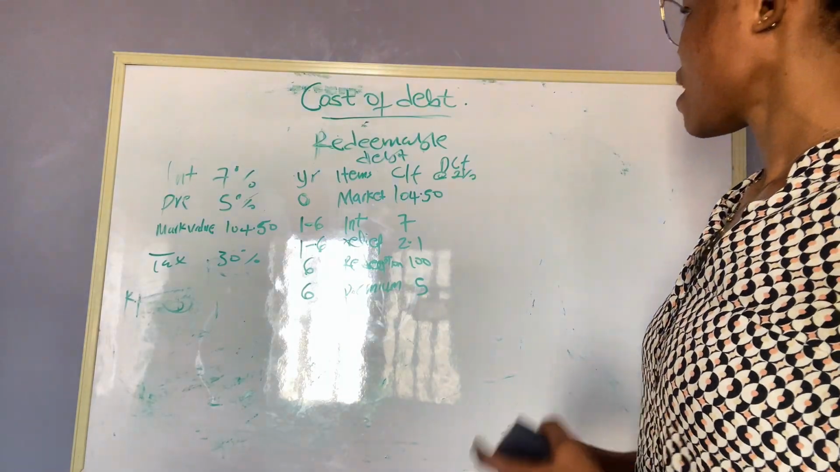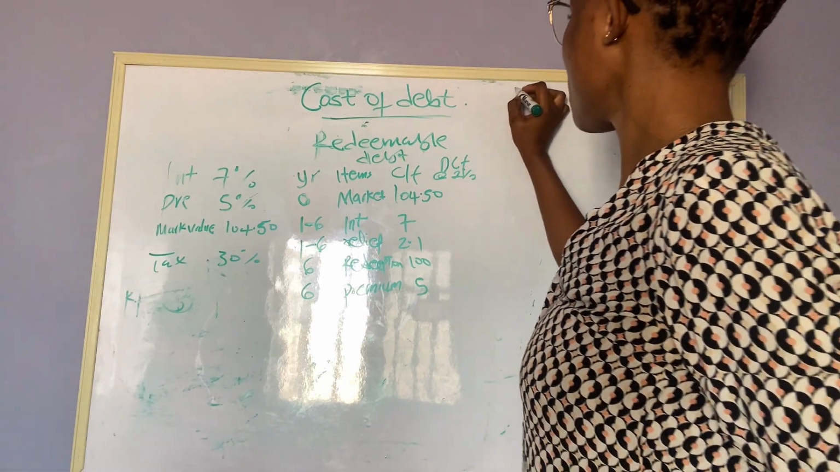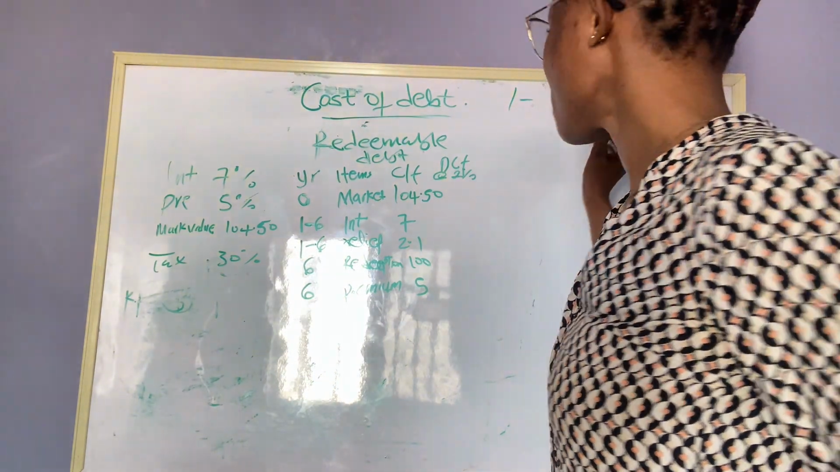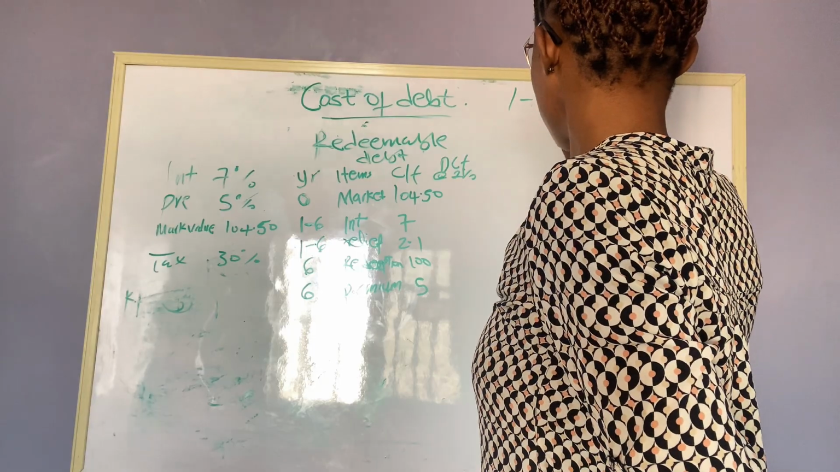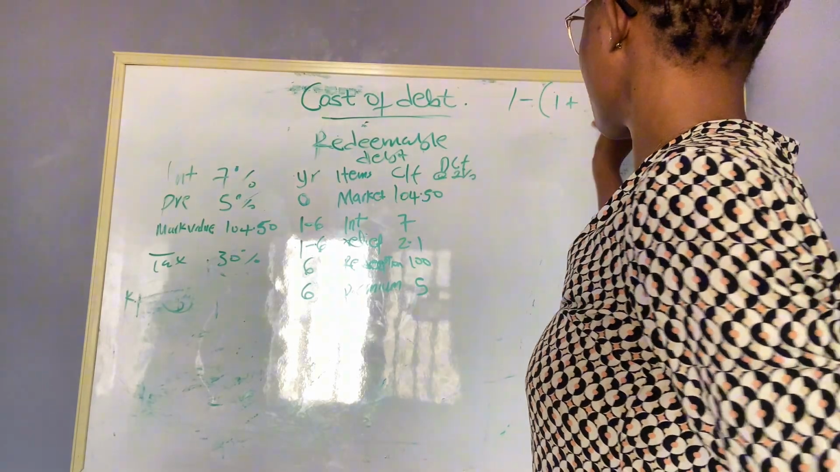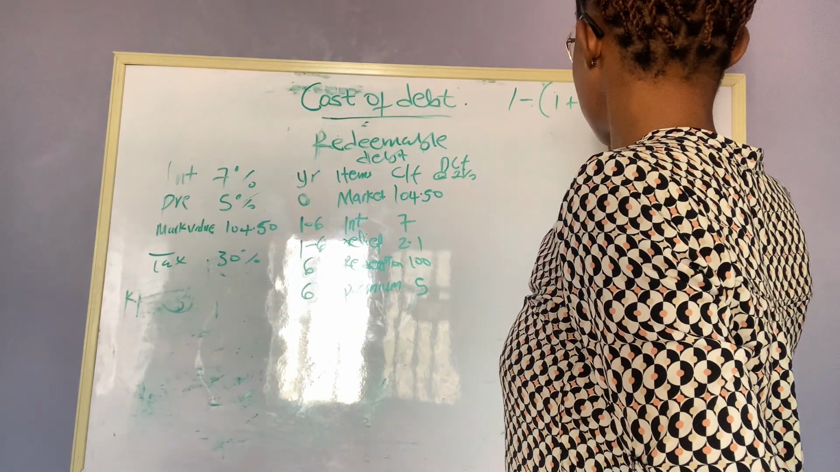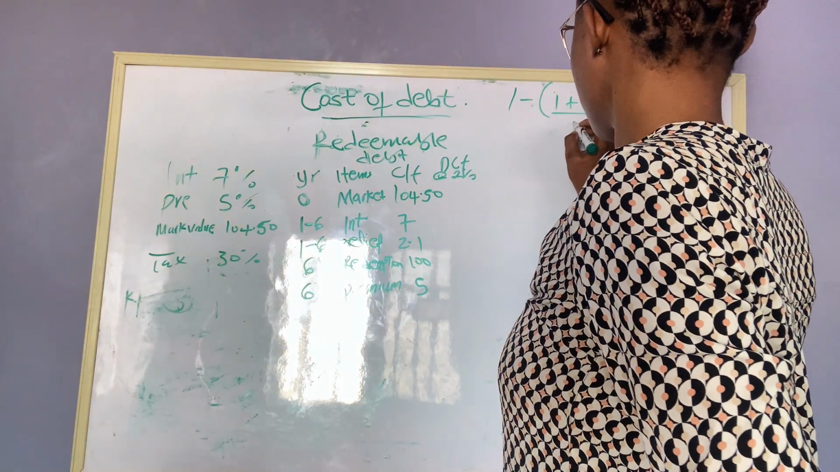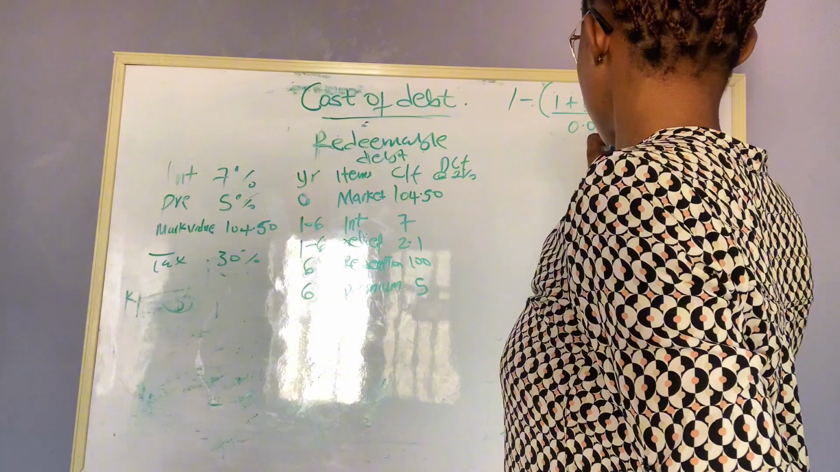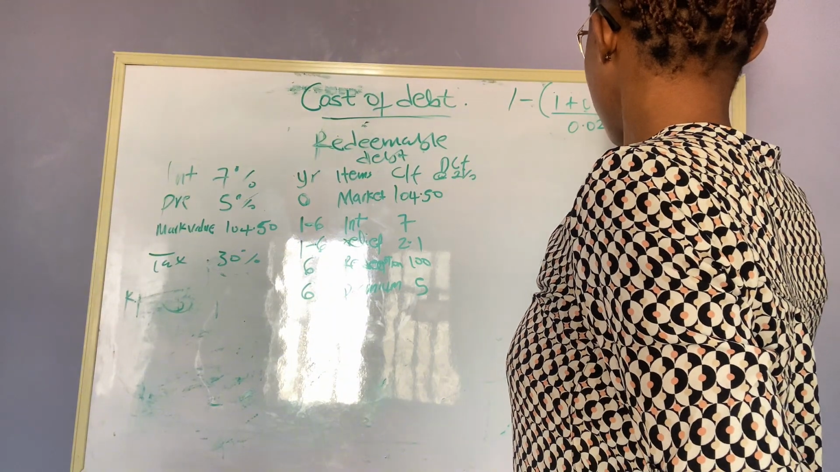So now we want to use this formula. I forgot the name of the formula. Okay, 1 plus the rate, which is 0.02, all over the rate, raised to power n.